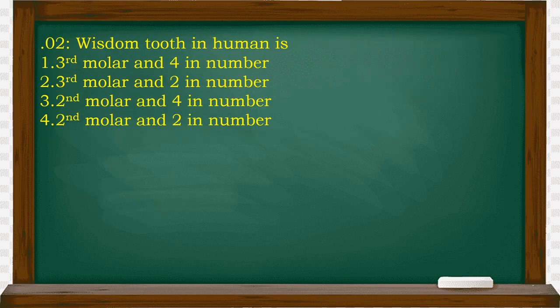Question 2. Wisdom tooth in human is: the first option, third molar and 4 in number; second option, third molar, 2 in number; third option, second molar and 4 in number; fourth option, second molar and 2 in number. To answer this question, we will have to understand the dentition formula in the case of human beings.